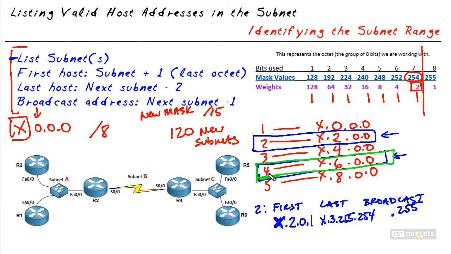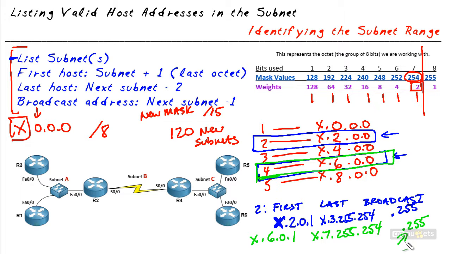So for this 4th subnet, which is subnet 6, the first valid IP address is going to be x.6.0.1. It's the subnet +1. The last valid host is going to be the next subnet -2. So that next subnet value is x.8. So it's going to be x.7.255.254. That in other terms is the next subnet -2. And our broadcast address is 1 less than the next subnet. So that would end in .255. It'd be x.7.255.255 for our broadcast. And that's it.